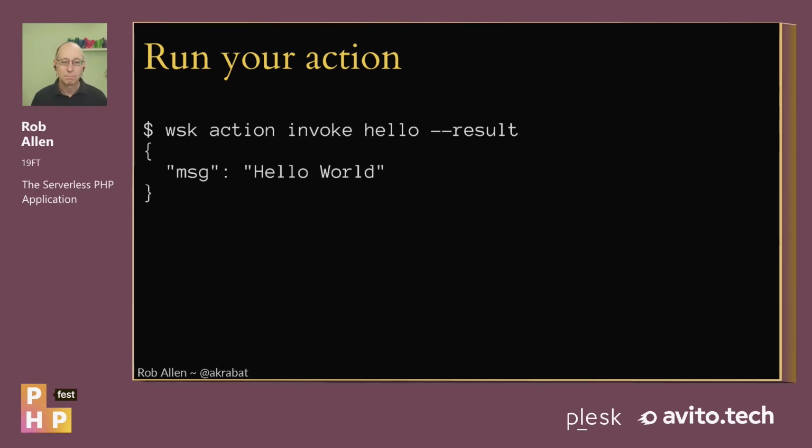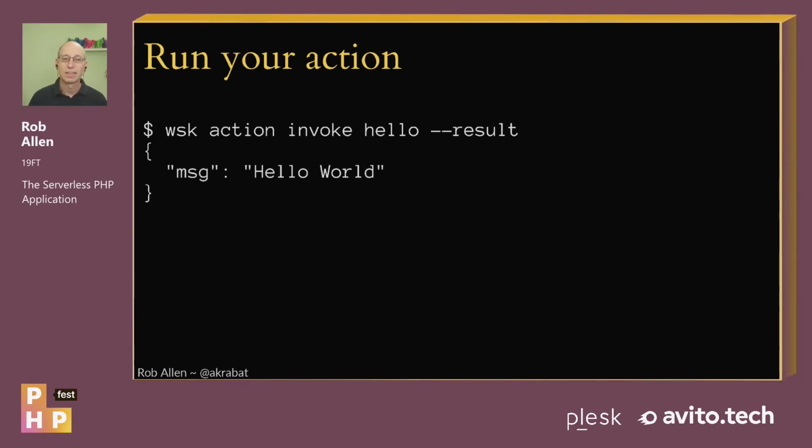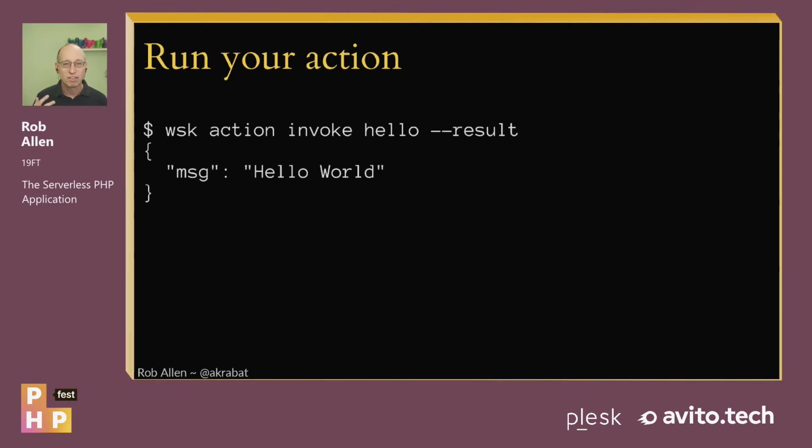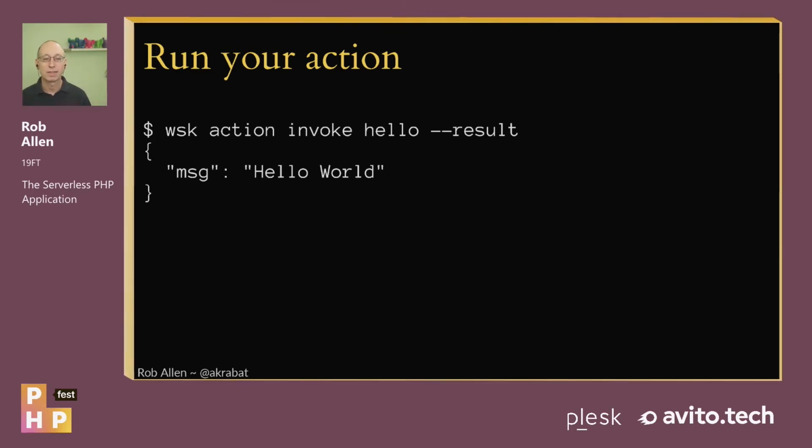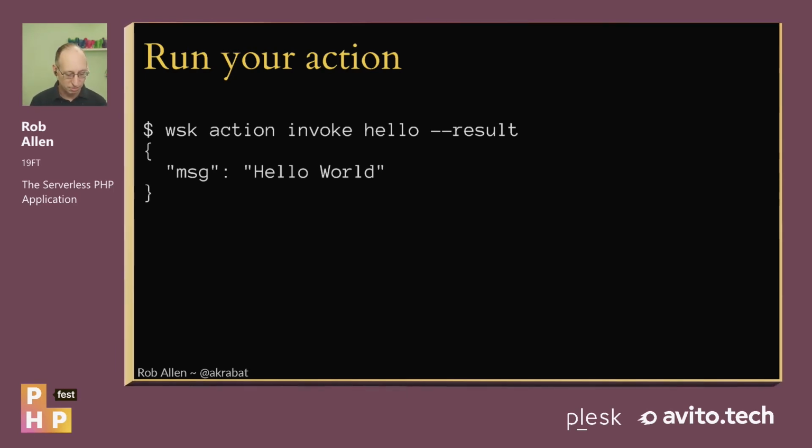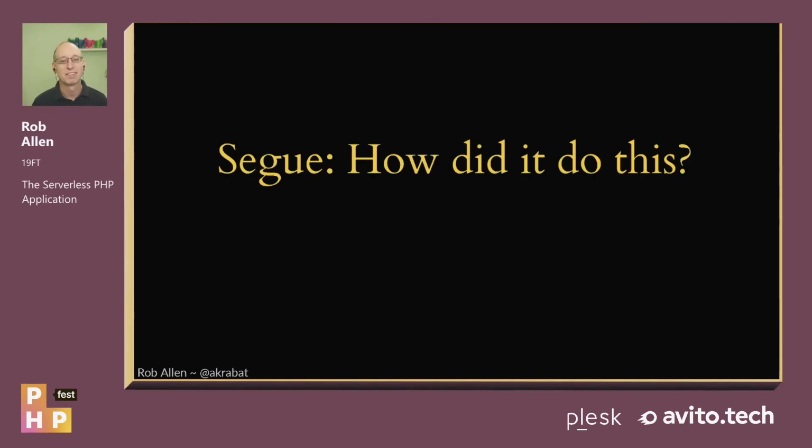To run our function, we use the word invoke. We invoke an action. Always invent new words for the same thing. That's what technologists do. So whisk action invoke hello --result means that it is a synchronous invocation. I want the result to come back immediately. So with --result, we get the result back, hello world. As I say, it's JSON by default, which suits me very much because I'm into APIs.